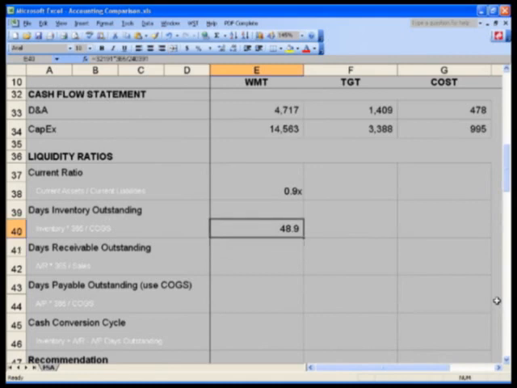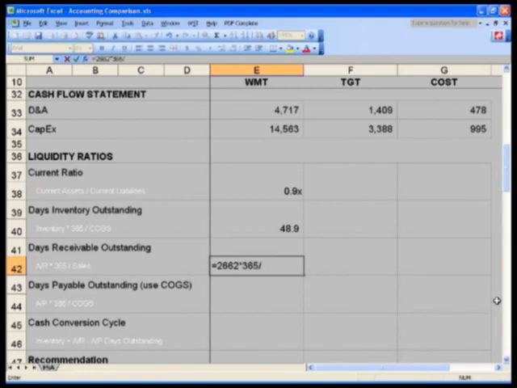Days inventory outstanding was equal to our inventory number of 32,191 from on top times the 365 days in the year divided by our COGS number 240,391. Folks, what this tells you is the following. It takes Walmart 48.9 days to sell their inventory. Remember the example we used in the previous explanations was 36.5, so they're more like 50 days.